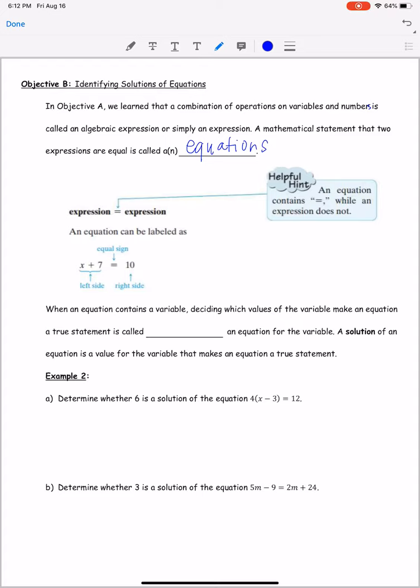An expression, all you can do, and I'll kind of put this over here, is simplify that. Or if they give you a number, you can evaluate. But with an equation, you can actually solve it, which I believe we're going to start doing in the next lesson or two.